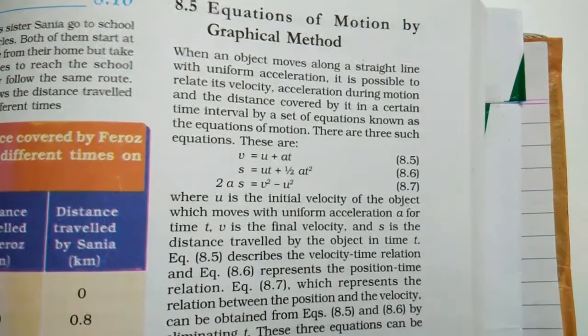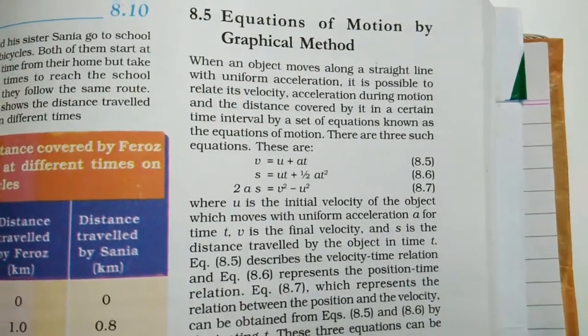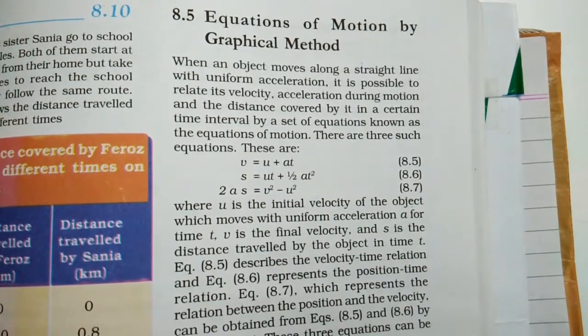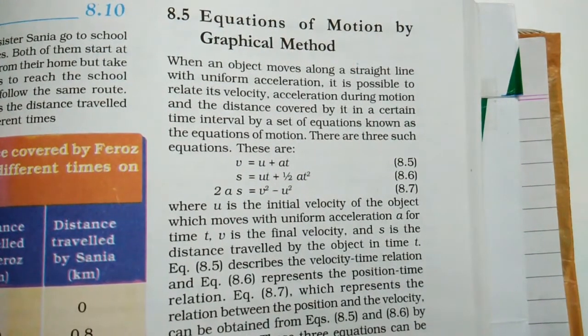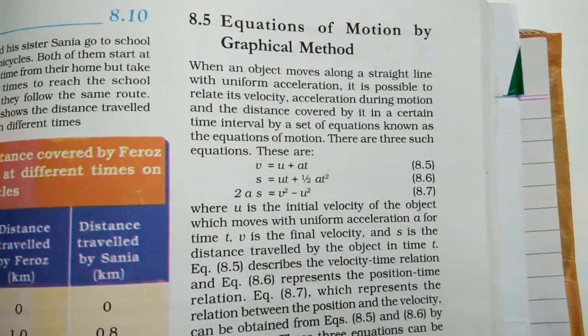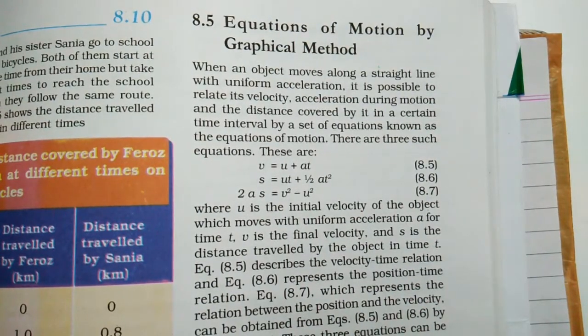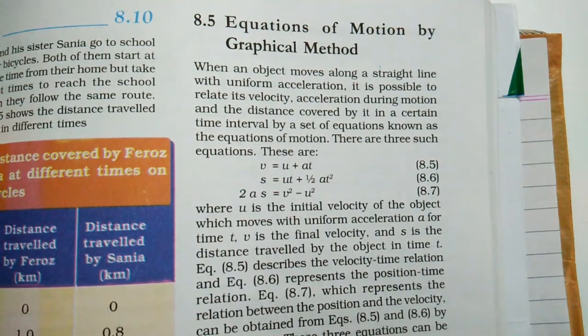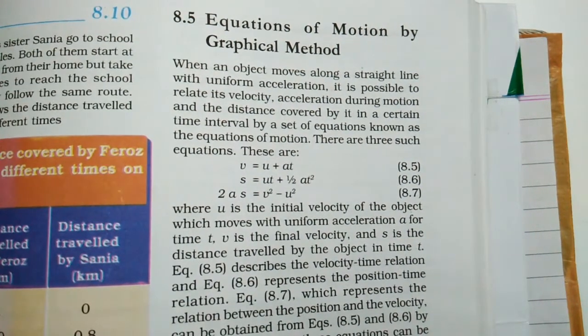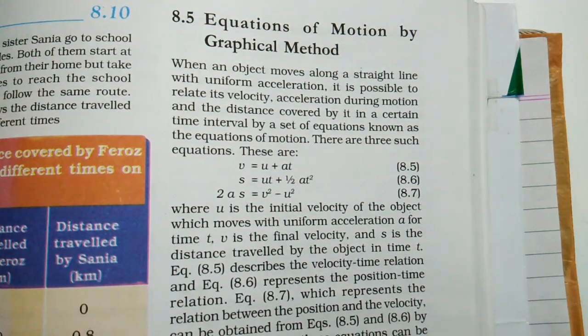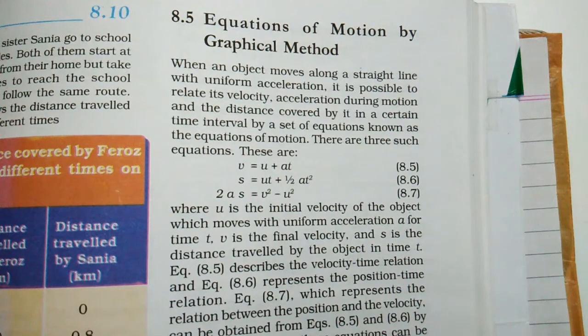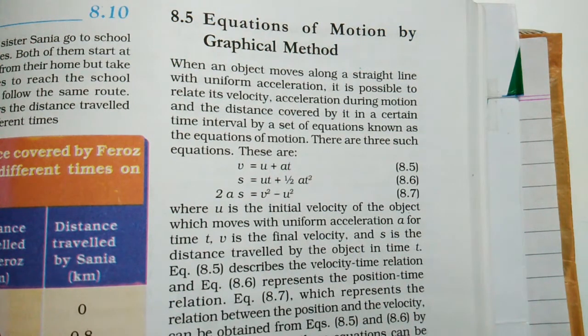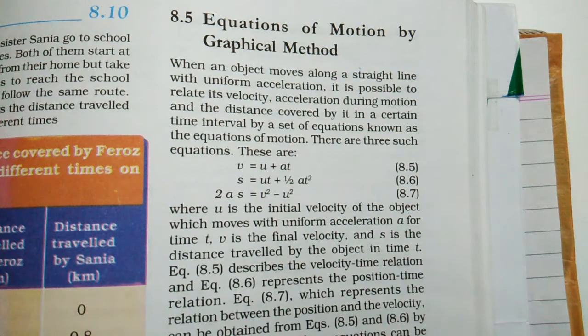Last time we discussed some graphs, distance to time and velocity to time graphs, which were different types of graphs representing the different positions of an object. Now, from this graphical method, we can also determine the velocity, the position, and the relation between them.